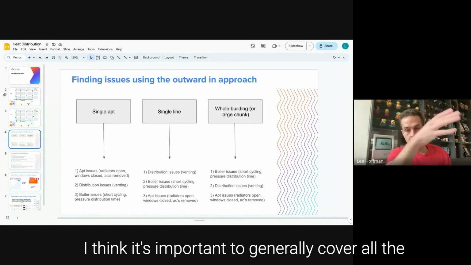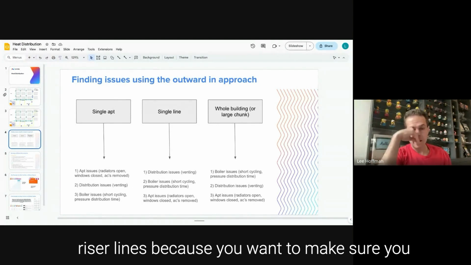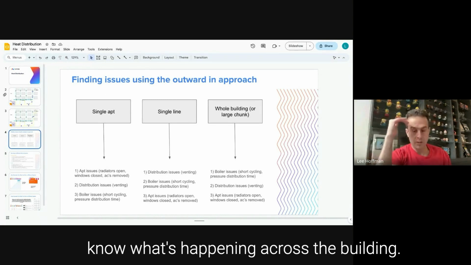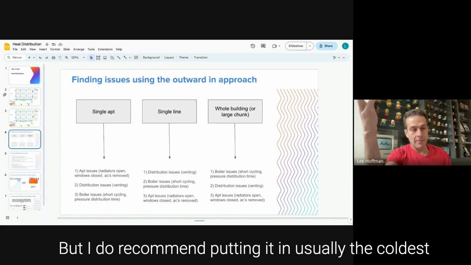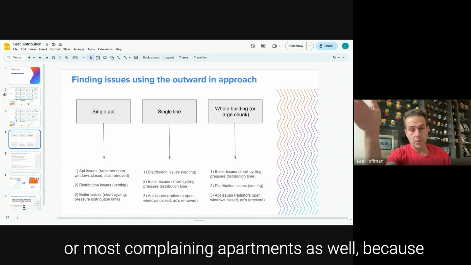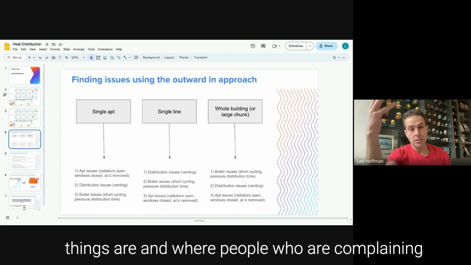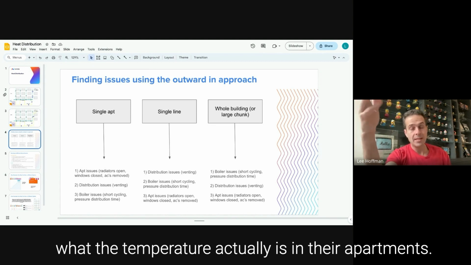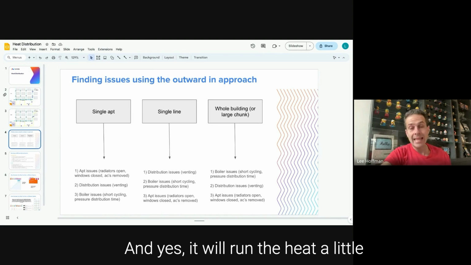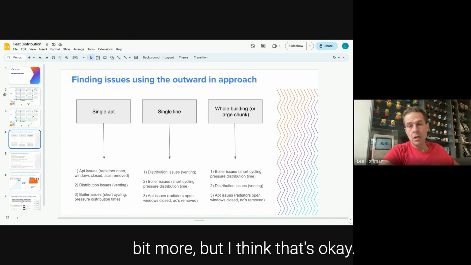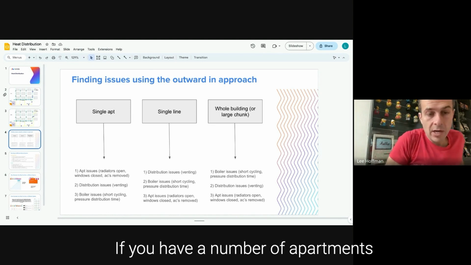The second issue asked about putting sensors in the coldest apartments. I think it's important to generally cover all the riser lines because you want to make sure you know what's happening across the building. But I do recommend putting it in usually the coldest or most complaining apartments as well, because that does give you sort of the baseline of where things are and what the temperature actually is in the apartments of people who are complaining. And yes, it will run the heat a little bit more, but I think that's okay if you have a number of apartments that are cold.